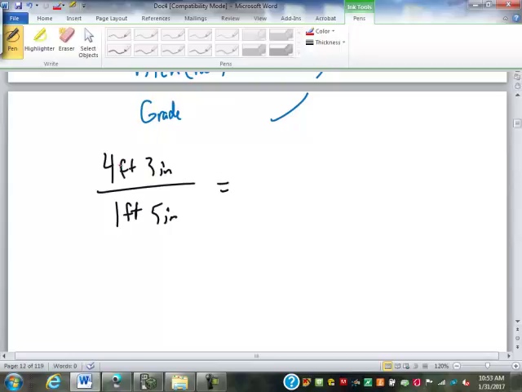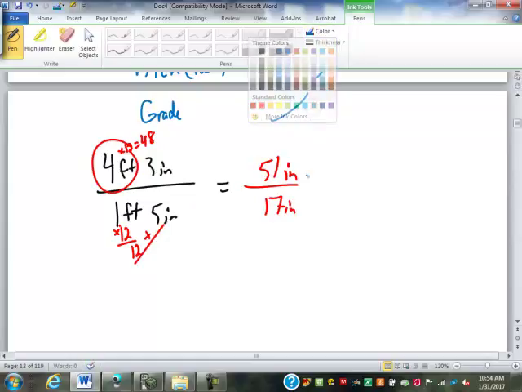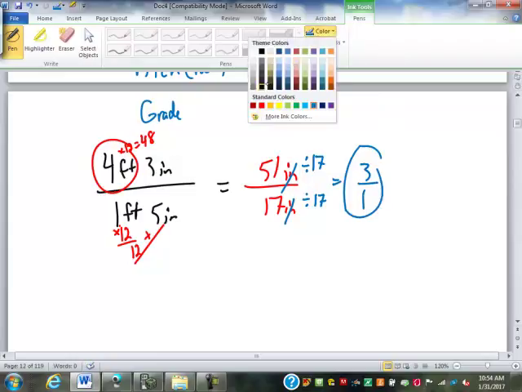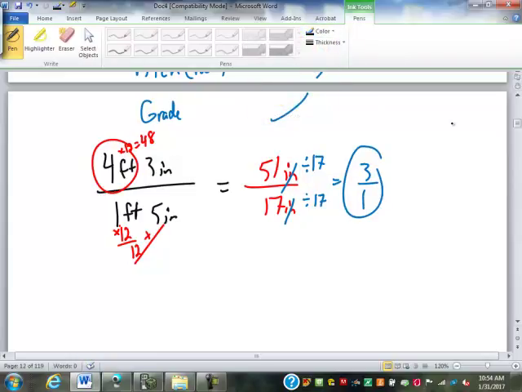Convert to just inches. Okay, 4 feet. How do we convert that to inches? Times 12 is 48. So then what? Add the 3 gives us 51 inches. How about here? 1 times 12 is 12. Plus the 5 is 17 inches. Now this can be reduced. The inches divide out. Both 51 and 17, I'm sure you see it, can be divided by 17. It's a 3-to-1 ratio. So it's a 3-to-1 ratio we end up with.